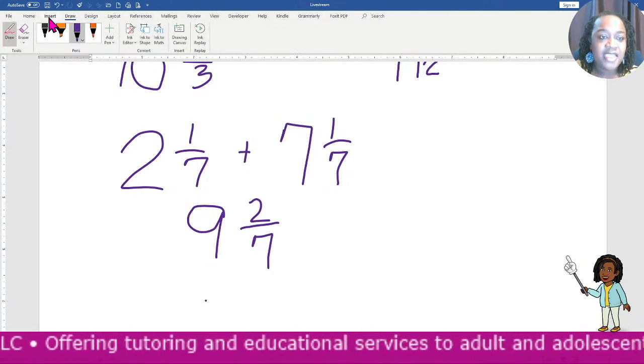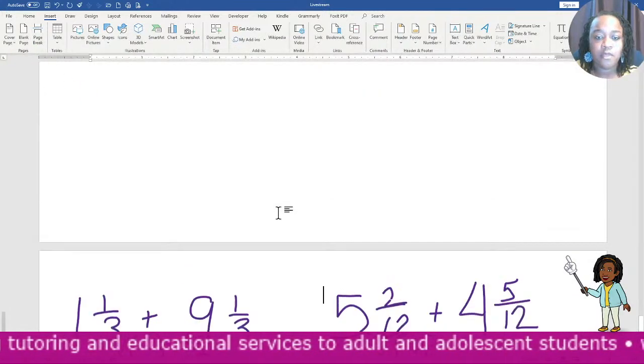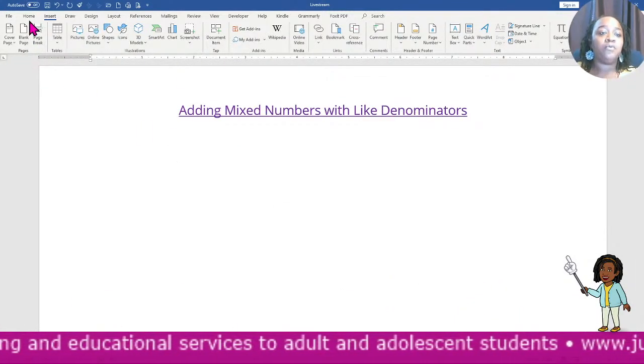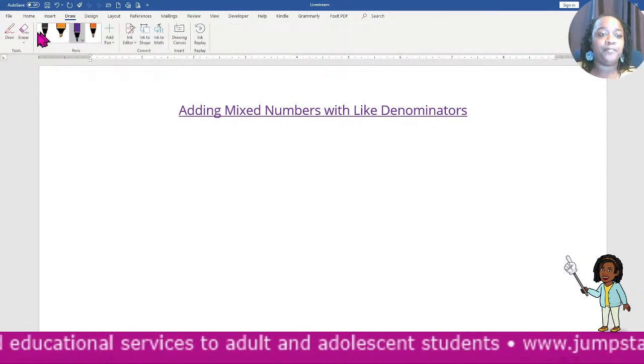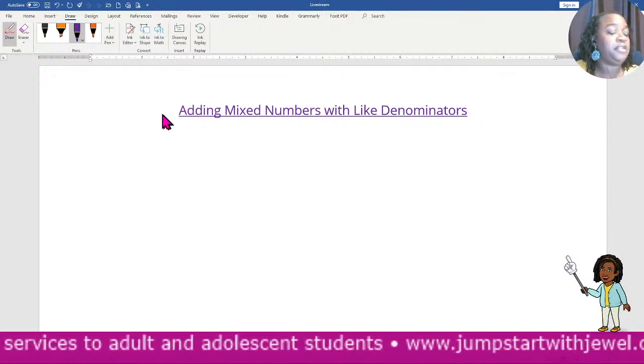Let me see if I can insert another page. Oh, it moved everything. That's okay. So, let me go back. Okay.